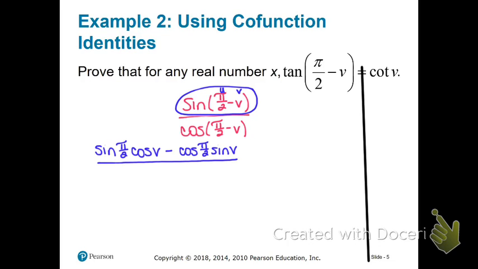Okay, sorry about that. So then we're going to do the same thing on the bottom. We're going to use our difference of cosine. So it says cosine of u, cosine of v, minus sine of u, sine of v.